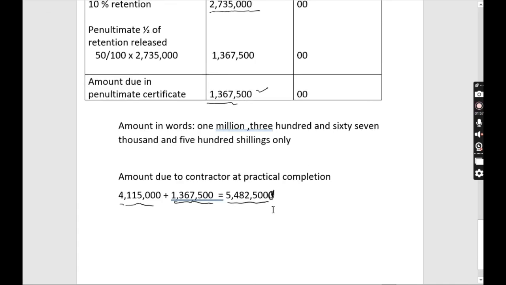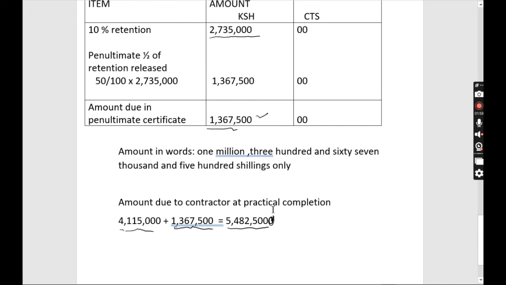So you also write that amount in words, and then remember it needs to be signed by the client and by the other party. So from there, guys, now you can proceed and prepare a final certificate. Remember we said at the final certificate, we now release the half that remained. So half of this will be still 1,367,500. Remember, the final certificate is at the end of the defect liability period. So that is when we are going to release the other half.